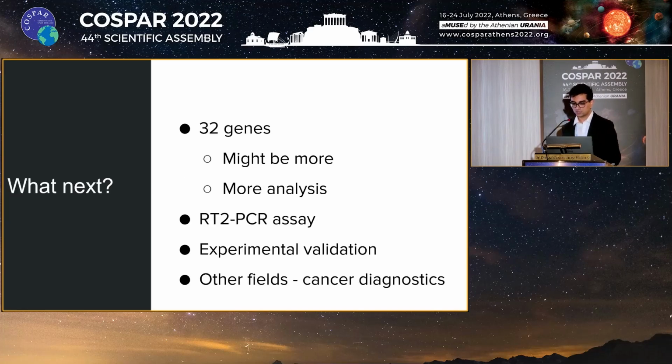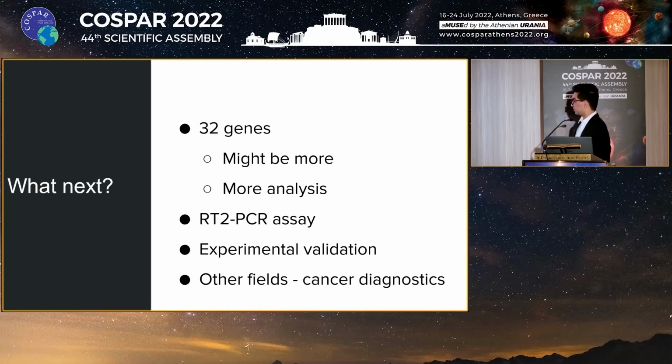As for next steps for this project, we've identified 32 genes. We believe there might be more of these highly correlated and highly differentially expressed genes, and we need more samples to confirm this. Just as an aside, the 10 sample study was the highest number of samples we found that was open as well. So yes, we definitely need more samples. We have proposed an RT2 PCR assay for astronauts to possibly be able to see the correlation breakdown and experimentally validate these results once more.